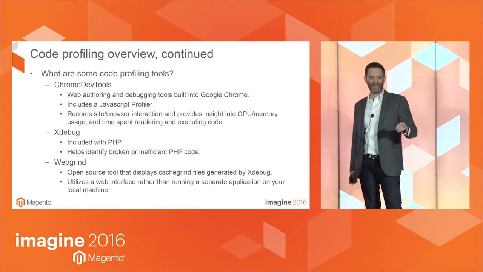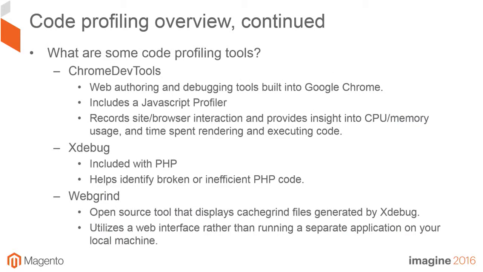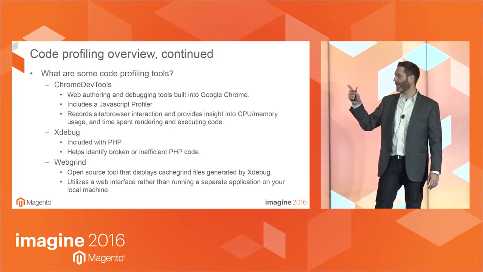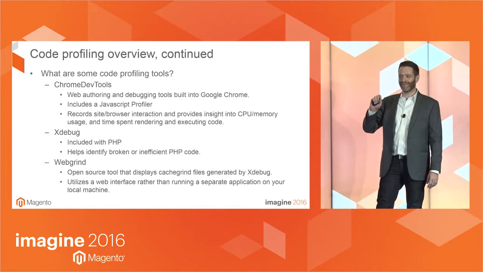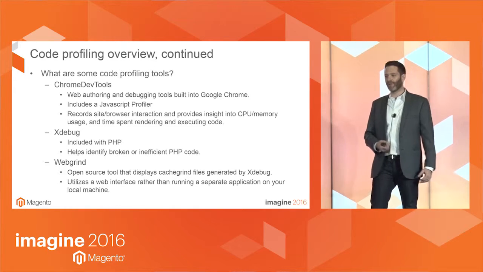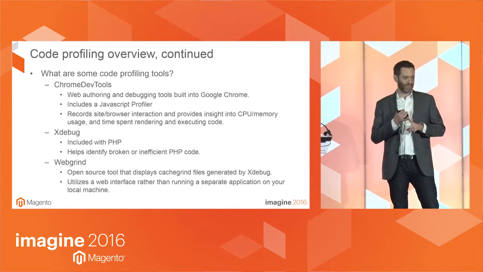WebGrind displays cachegrind files. So when you run a profile in Xdebug, you can view it with WebGrind. And there are a number of different tools to view cachegrind files. We chose WebGrind because it is a web interface as opposed to running on your local machine. That means that we can deploy it configured and ready to rock on all of our dev instances for you. So you don't have to worry about installing, configuring, or any of that. It's ready to rock. So let's dive into each of these tools.